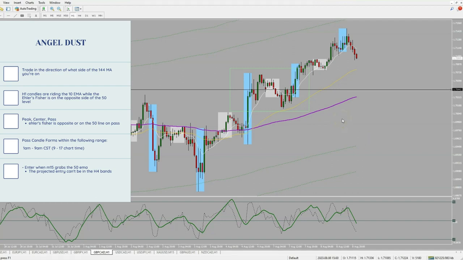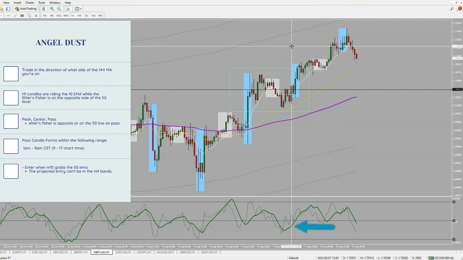But one thing to keep in mind, and it's extremely important that you pay attention to this, when the pass candle happens, the Ehlers Fisher still has to be below the 50 level if you're buying. So I'm going to take my crosshair and put the crosshair right on top of that pass candle. Now look down there at the Ehlers Fisher.